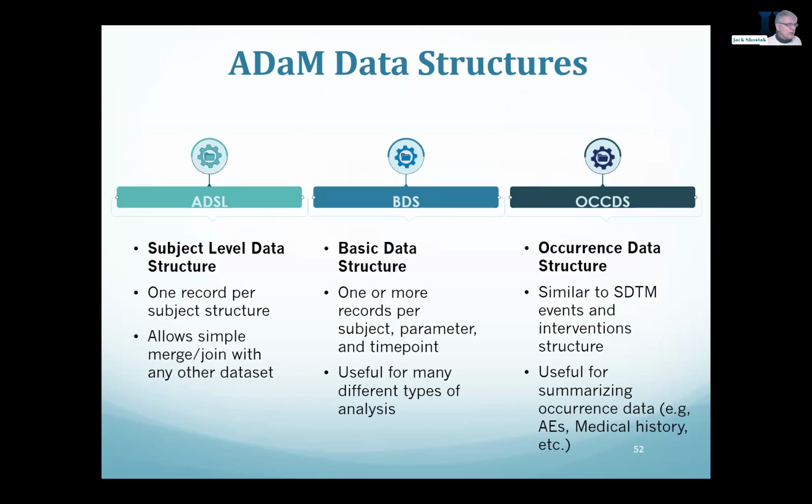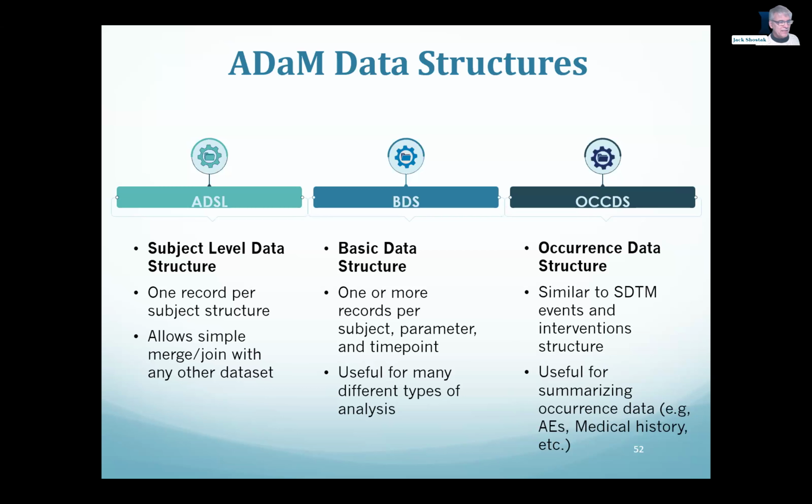There's three basic ADaM structures. There's a subject level analysis data set. It's kind of like the demographics data set in the SDTM. It's one record per subject, has a whole bunch of really useful variables in it, and it's critical.